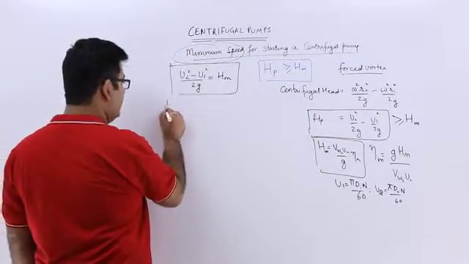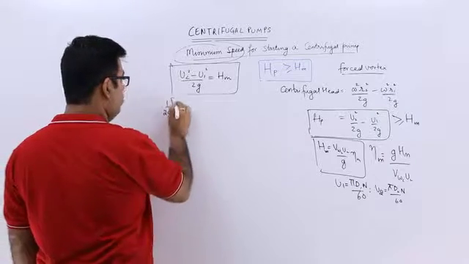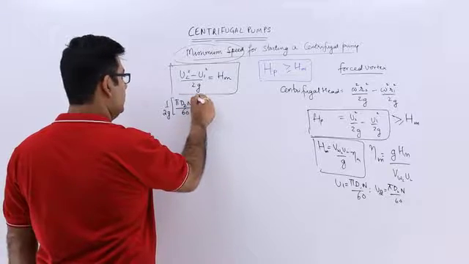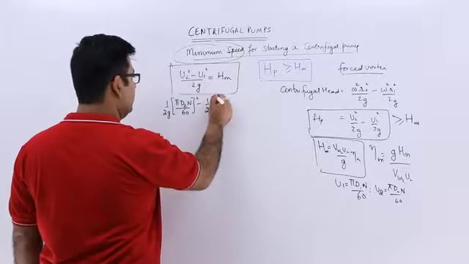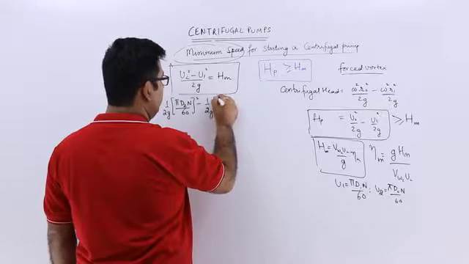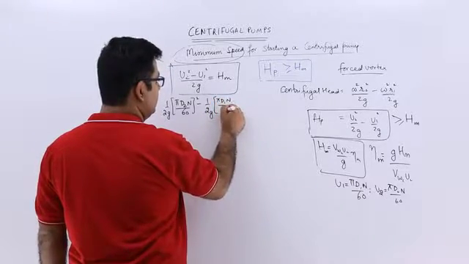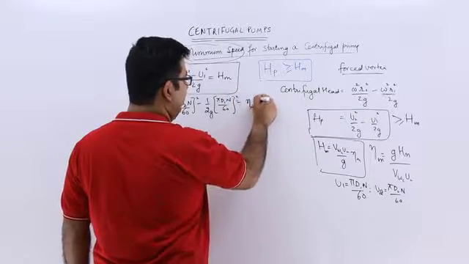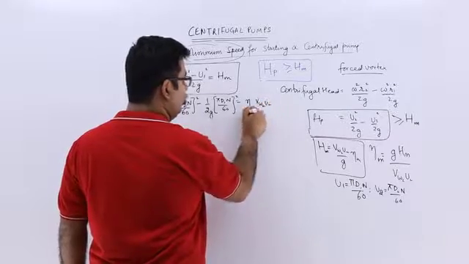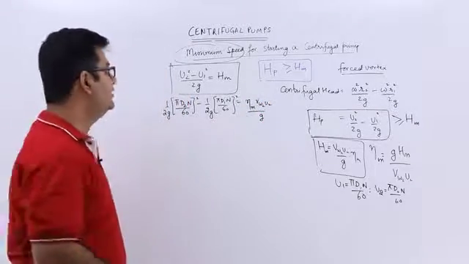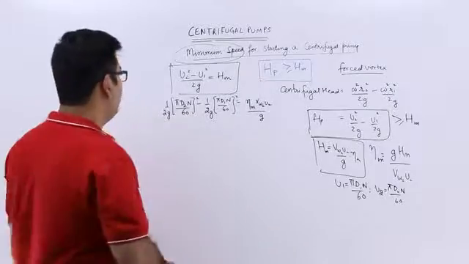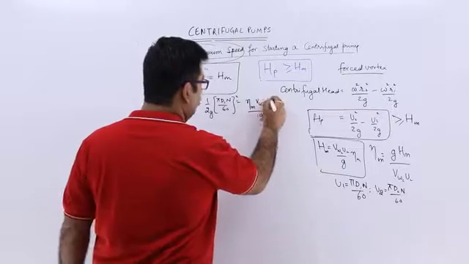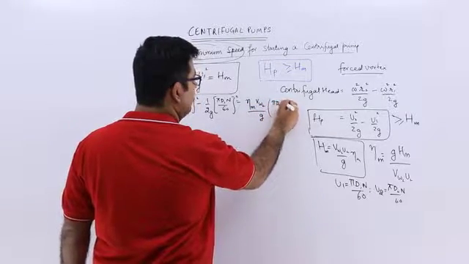So you will get 1 by 2g into (pi into D2 n by 60) square minus 1 by 2g into (pi D1 n by 60) square is equal to eta manometric Vw2 U2 upon g. That is the value of your manometric head. Before I go further, let's put the value of U2 over here as well. So you will get pi into D2 n by 60.